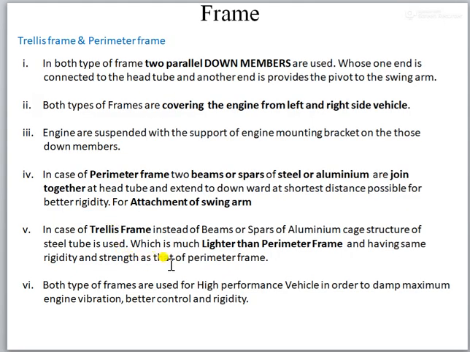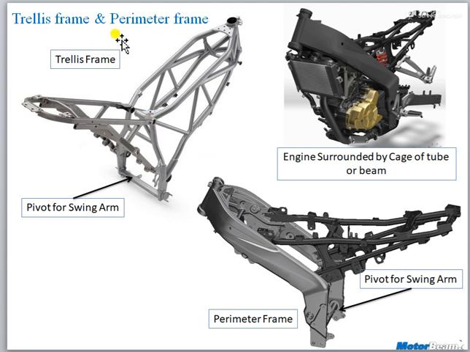Okay, both types of frame are used for high performance vehicles in order to have better control and rigidity. So both the trellis frame and the perimeter frame are used in case of sports vehicles or high performance vehicles. Only difference is that कि ट्रेलिस यूज करना है या perimeter यूज करना है. The difference is that if you want a more sporty look or sporty appeal, at that time you try to use trellis, and in case of a simple and sophisticated look of the vehicle with great performance, you can go for the perimeter. Okay, so this is the difference only, and this frame is somewhat bulky.